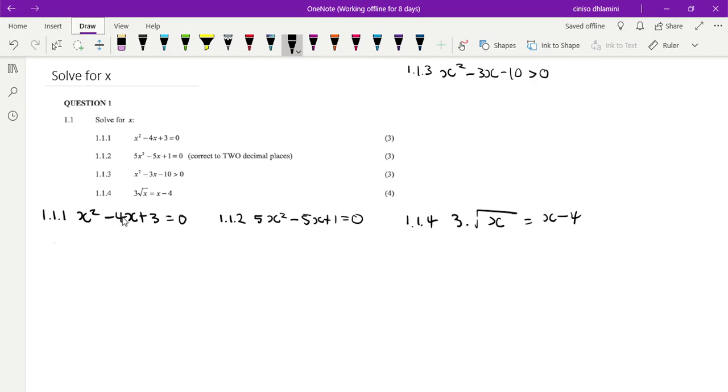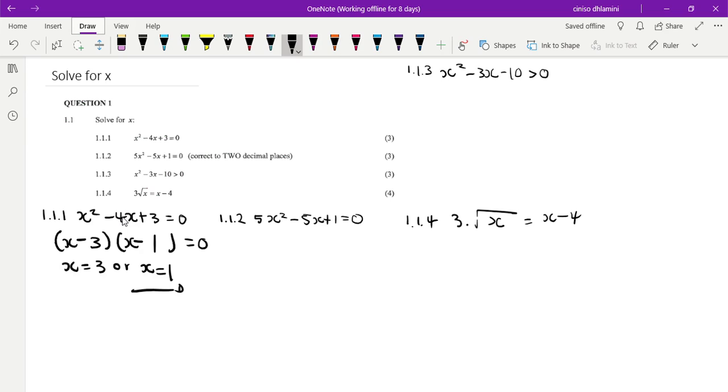Now, we're going to solve for x. 1.1.1. First, factorize. The factors of x squared are x and x. The factors of 3 are 3 and 1, which when you put them as negatives, give you -4. Final answer: x equals 3 or x equals 1.